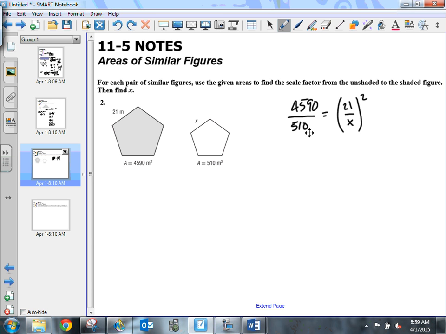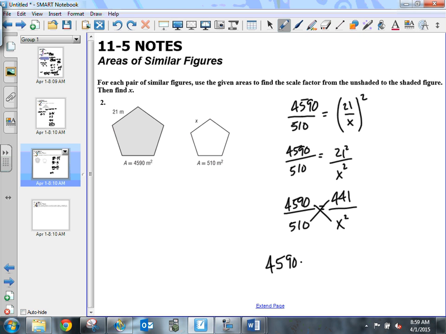But here's what I'm going to do. I'm going to solve this. So I've got 4,590 divided by 510, and that's going to equal 21 squared divided by x squared. Okay, so let me do the math here. 4590 divided by 510 is going to give me 441 divided by x squared. And what I'm going to do is I'm going to solve this now. So I'm going to cross multiply.